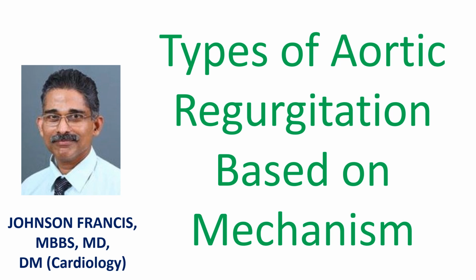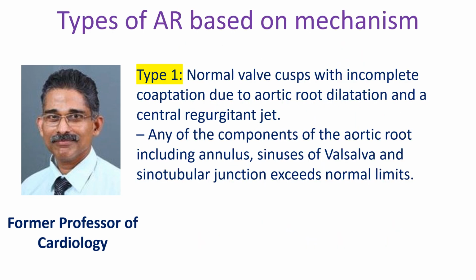Following are the types of aortic regurgitation based on the mechanism. Type 1: normal wall cusps with incomplete coaptation due to aortic root dilatation and a central regurgitation jet. Any of the components of the aortic root, including the annulus, sinuses of Valsalva and sinotubular junction, exceeds normal limits.